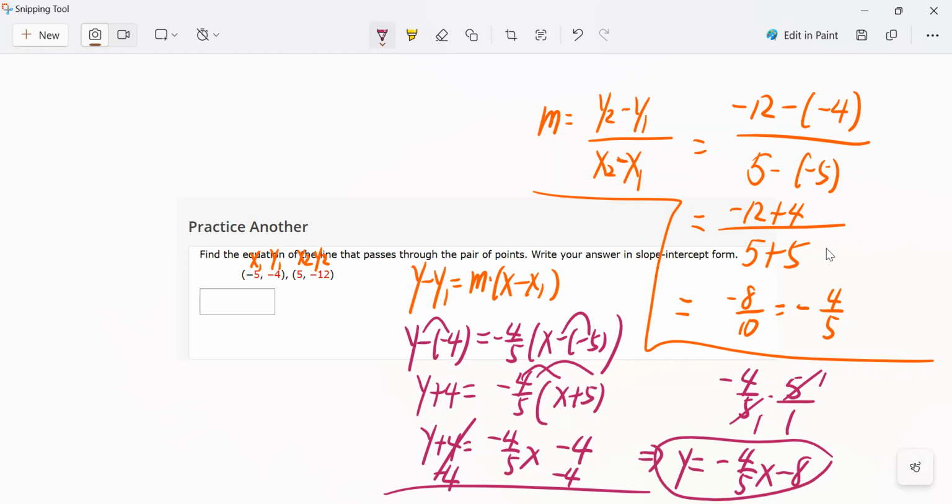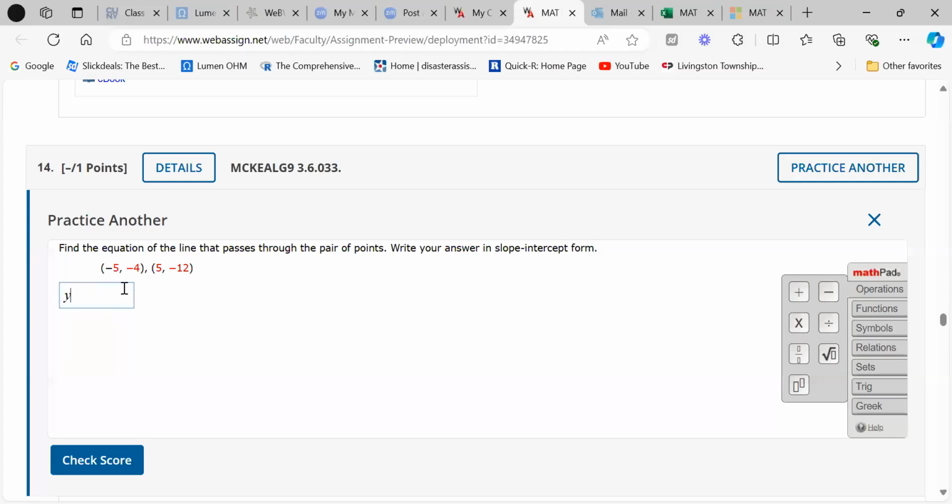Any question about this? So the answer is y equals minus 4 over 5x minus 8.